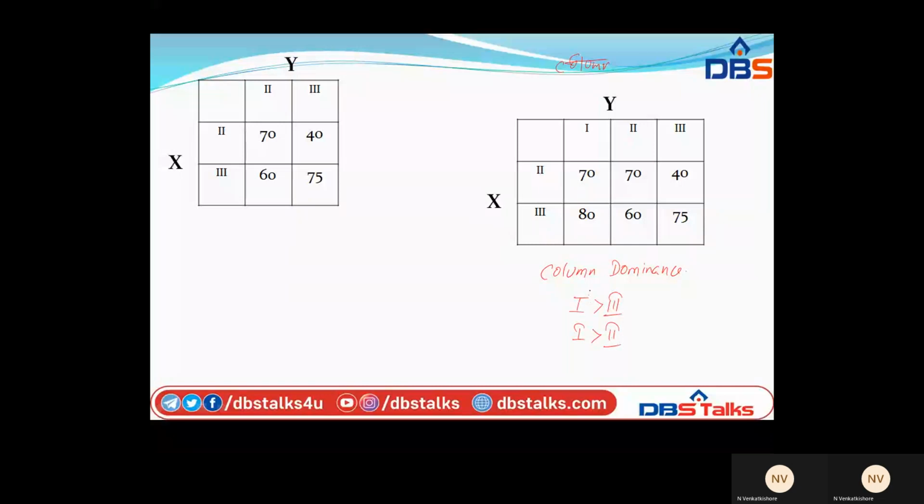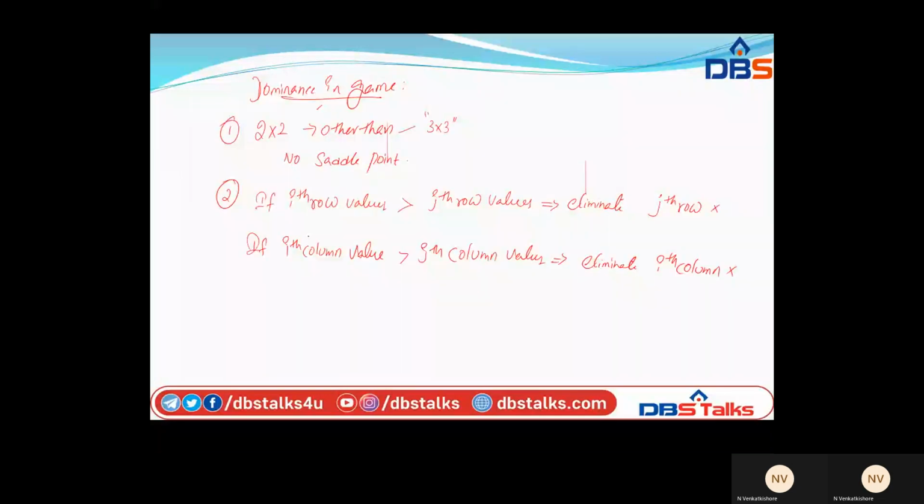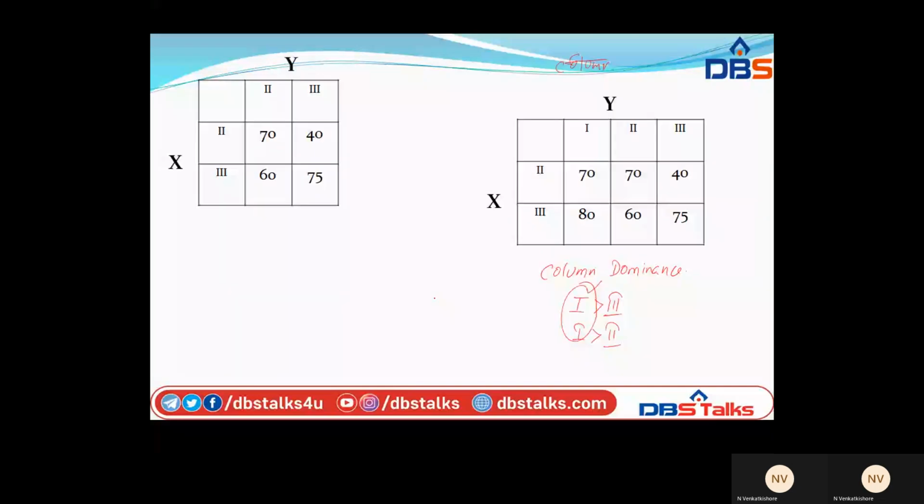So what is the condition? If the i column is greater than the j column, eliminate the i column. The highest values in the column are to be eliminated. So here the first column is to be eliminated. After doing the column dominance, we may get 2, 3. So this looks like a 2 by 2 matrix, I mean 2 rows, 2 columns. So now the matrix is a 2 by 2 matrix.